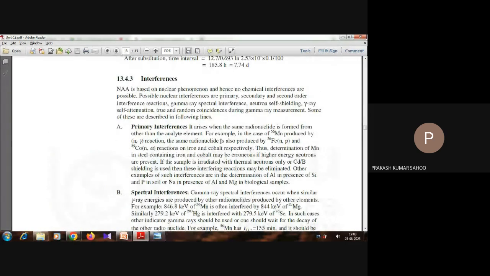Then there are interferences in neutron activation. NAA is based on a nuclear phenomenon, hence no chemical interferences are possible. Possible nuclear interferences are primary, secondary, and second order interference, gamma ray spectral interference, neutron self shielding, gamma ray self attenuation, and true and random coincidences during gamma ray measurement. So these are the things here.